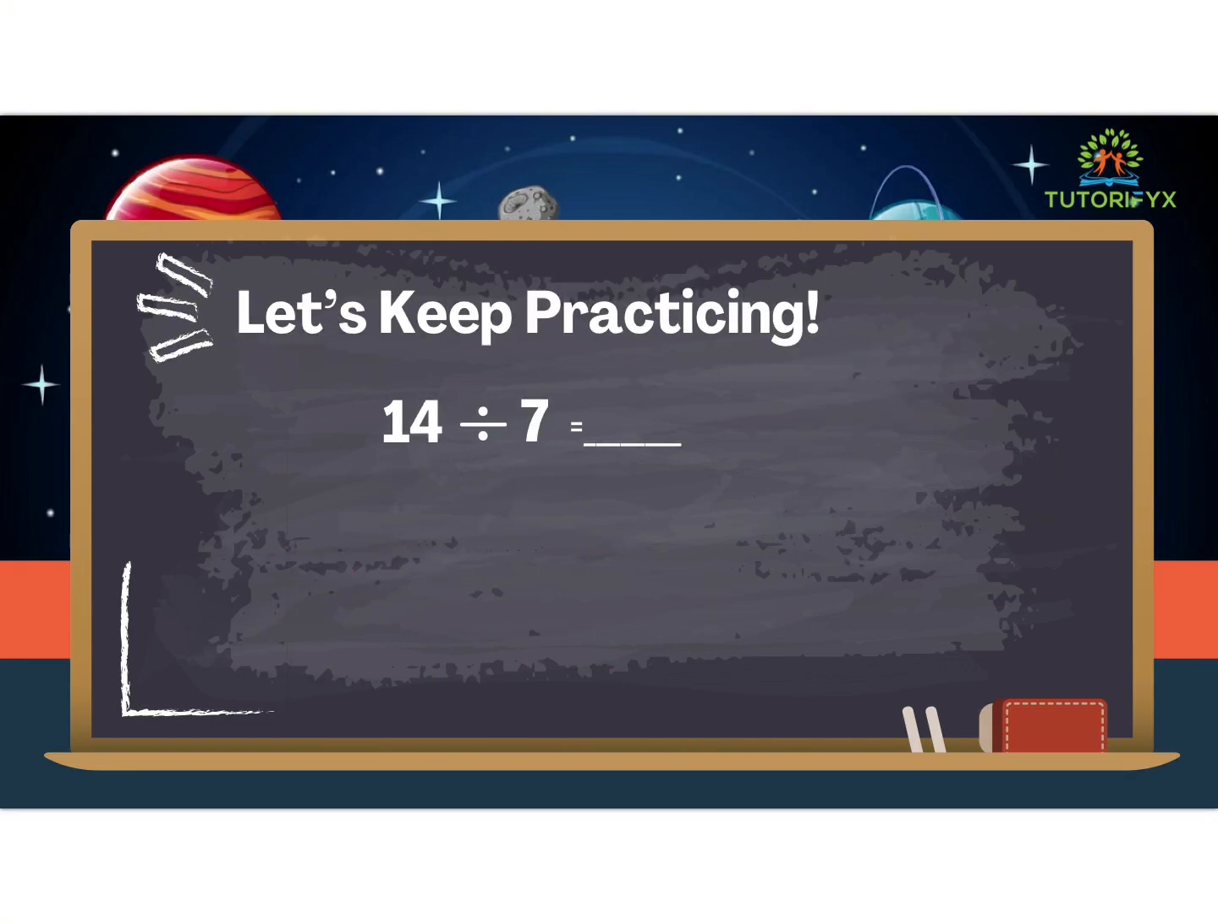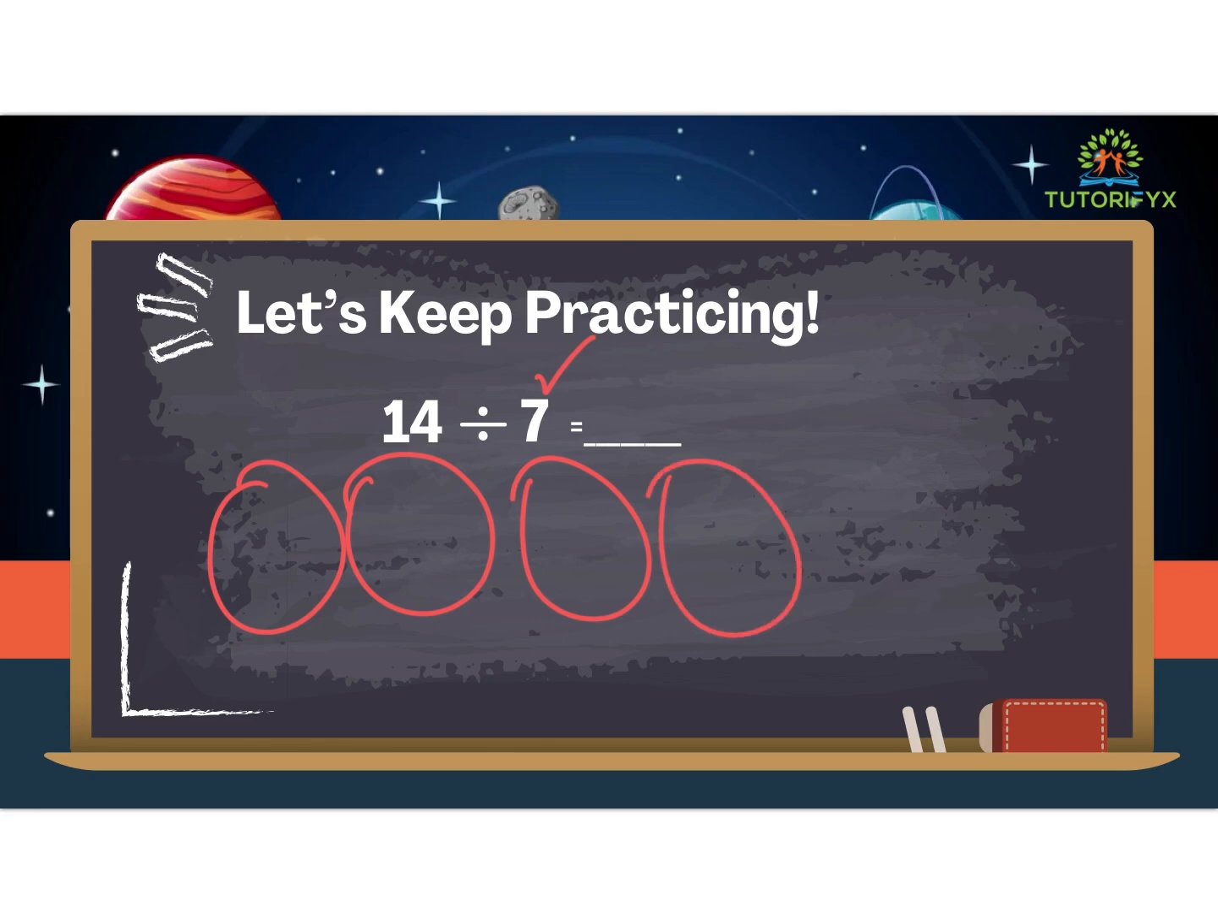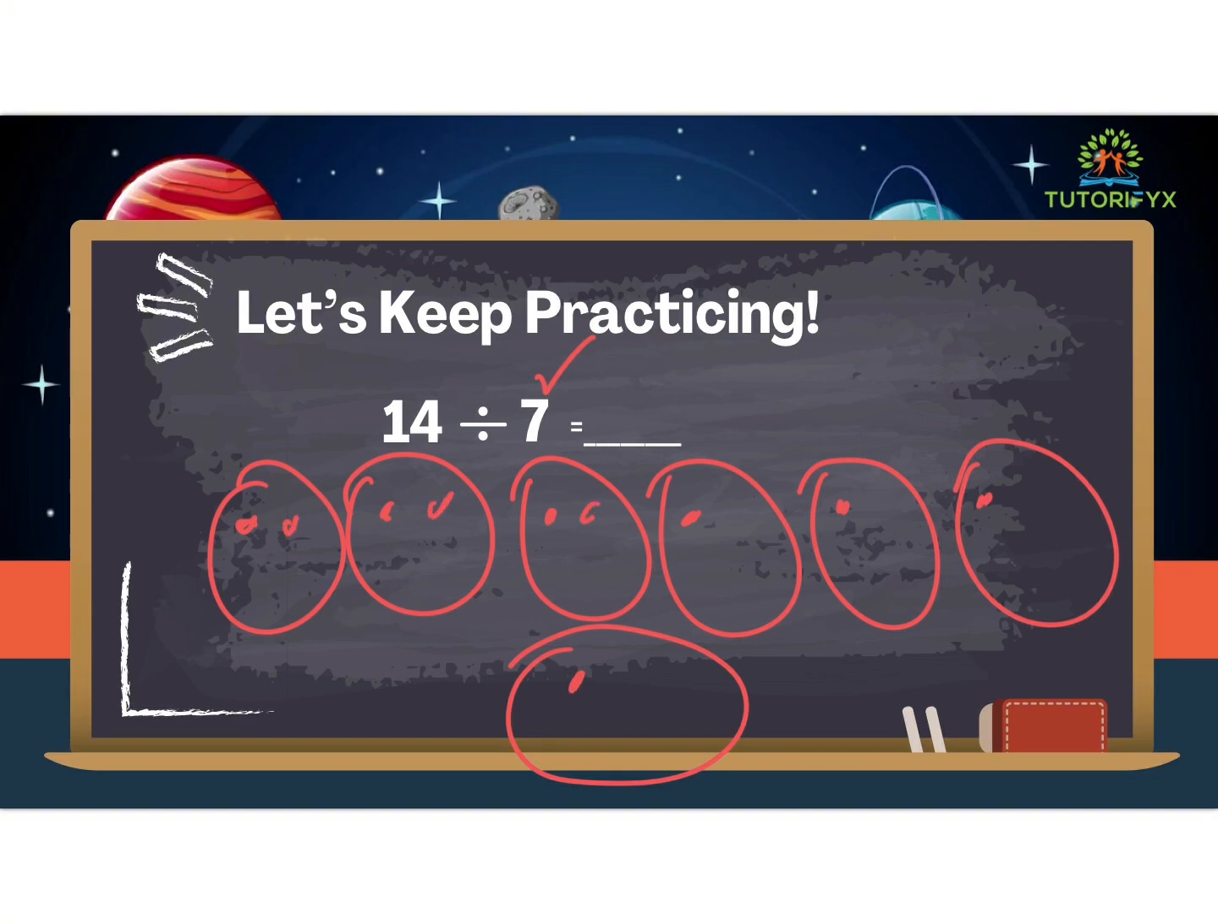Here I have 14 divided by 7. I'm not going to make 14 groups like I do with multiplication. No, no, no. I need to start off with my divisor. I need 7 groups. 1, 2, 3, 4, 5, 6. I'm going to squeeze that 7th one down here. I can do it. Now, how many do I need to split amongst the 7 groups? 14. Good job. 1, 2, 3, 4, 5, 6, 7, 8, 9, 10, 11, 12, 13, 14.